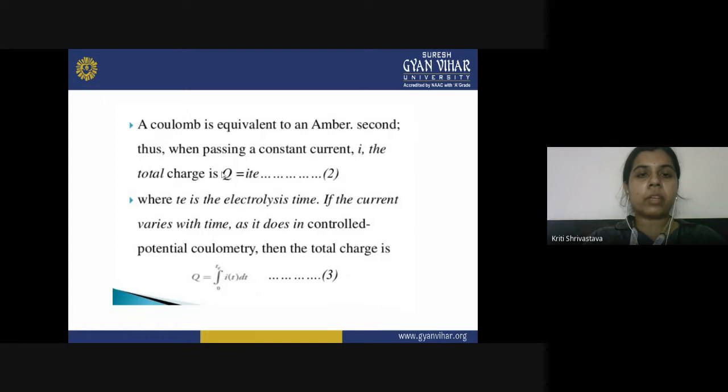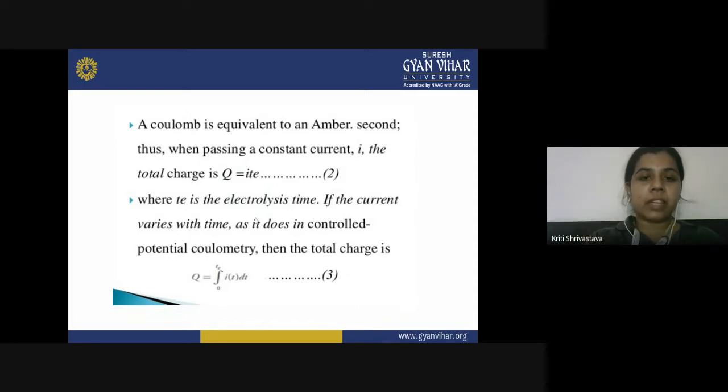Now, what is a coulomb? It is equivalent to an ampere second. When we pass a constant current I, the total charge Q is I times t_e, where t_e is the electrolysis time, the total time taken by the electrolysis. What time do we need to consider here? We have to consider the time required for exhaustive electrolysis of the analyte, because this is the basic principle: the analyte has to be completely electrolyzed. So the time taken by such complete electrolysis is our electrolysis time.